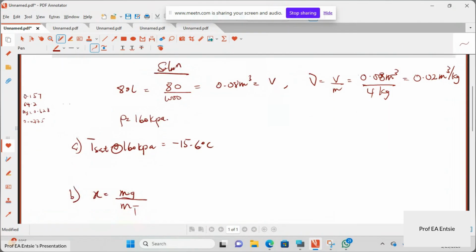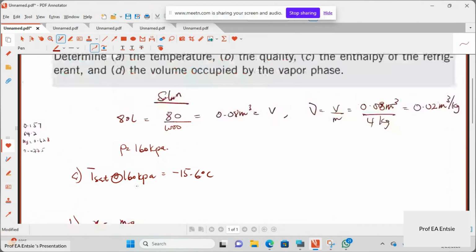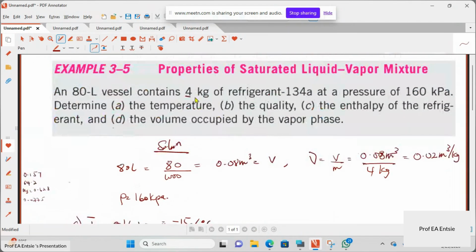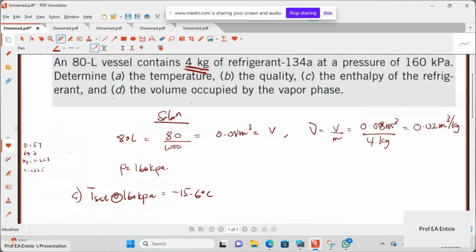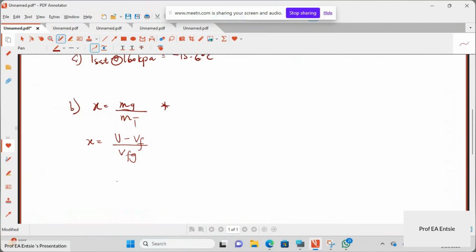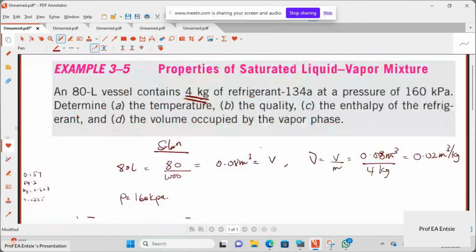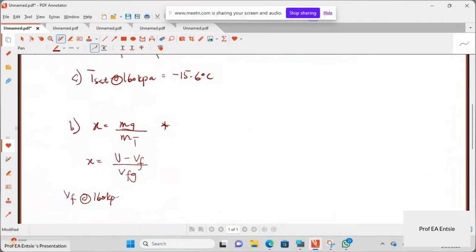Right? Someone is asking, so where is the mass of vapor? Where is the total mass? I have the total mass of the refrigerant, it's not water, but I don't know the mass of vapor. So this formula will not hold. It means I will make use of x equals v minus vf all out of vfg. Remember this formula, where all the v's are specific volumes. So I'll look for vf at the given pressure, 160 kilopascal.